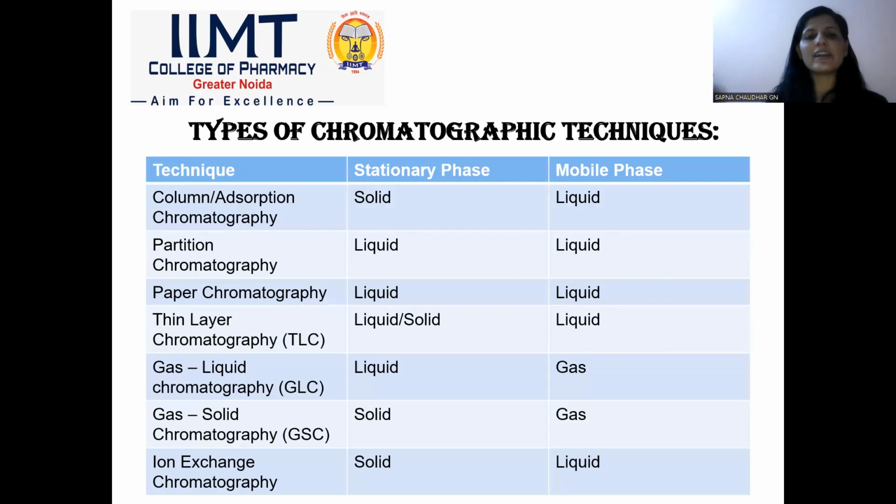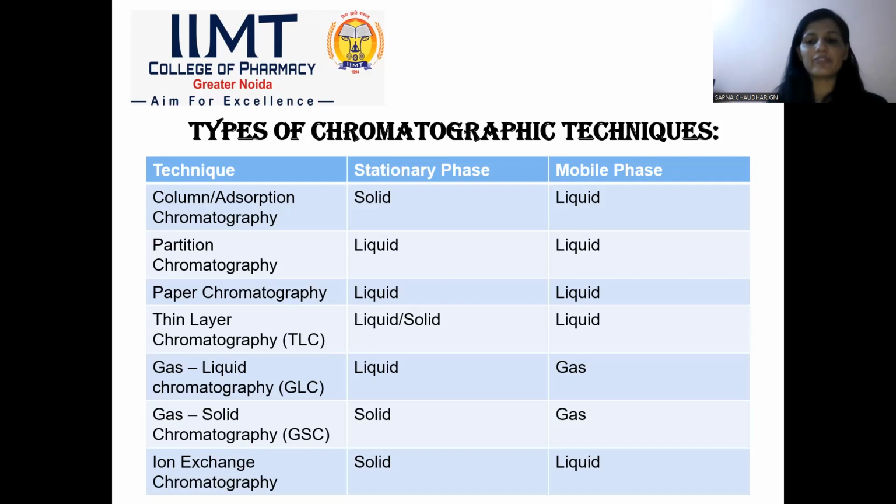Basically, various techniques of chromatography are used for the separation of components, like column chromatography. Simply, the adsorption principle is used in this column chromatographic technique. So column chromatography is also called adsorption chromatography. In column chromatography, the stationary phase is in solid form and the mobile phase is in liquid form. Second method, partition chromatography. Liquid and liquid are both phases, that is, the stationary and mobile phases are both in liquid form.